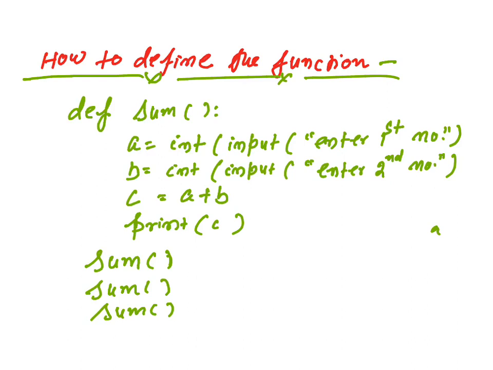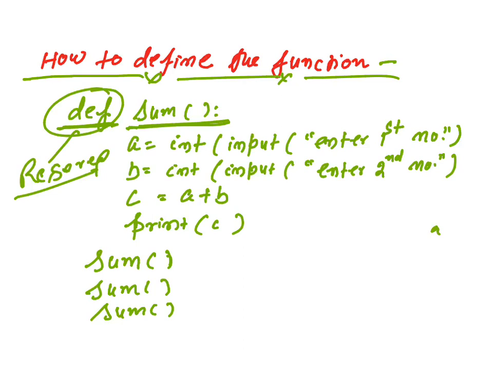So here the first statement is DEF. This is define, its short form is DEF, and this is a reserved word. Reserved word means you cannot change it. Now, this sum is user defined. Any name can be taken as per our requirement.